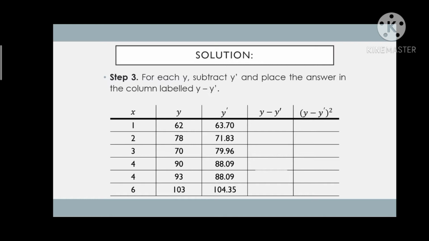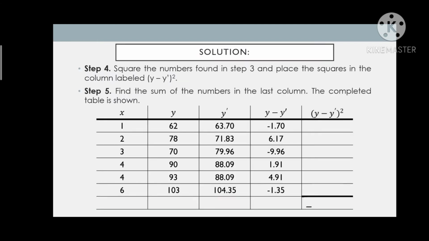Step 3. For each y, subtract y prime and place the answer in the column labeled y minus y prime. We have 62 minus 63.70 is equal to negative 1.70. 78 minus 71.83 equals 6.17. 70 minus 79.96 equals negative 9.96. 90 minus 88.09 equals 1.91. 93 minus 88.09 equals 4.91. 103 minus 104.35 equals negative 1.35.